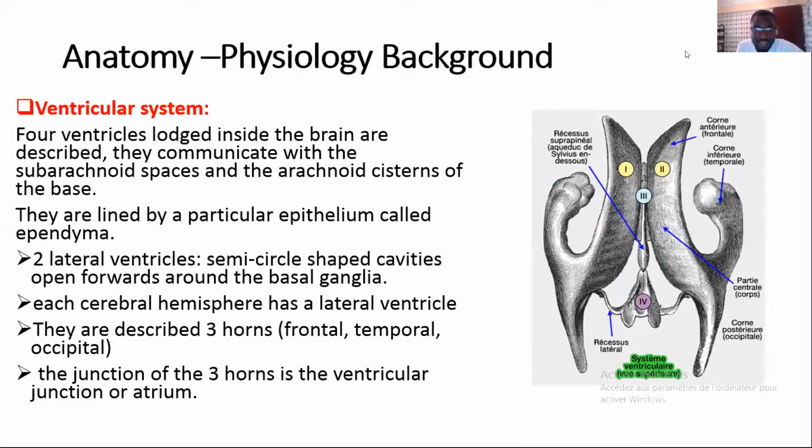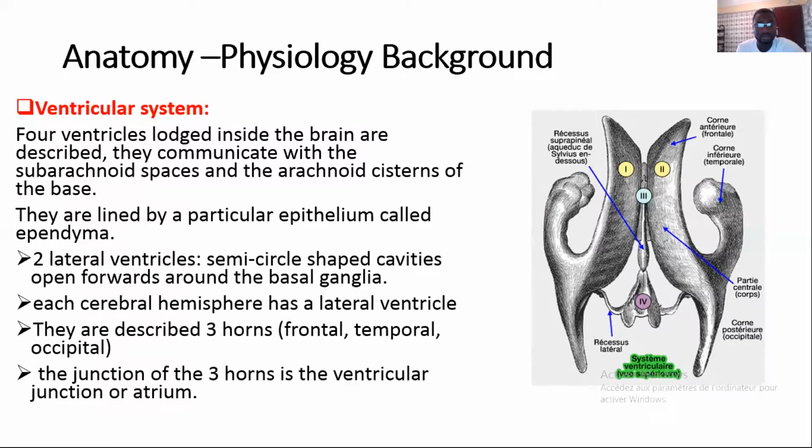About the ventricular system, we have four ventricles lodged inside the brain. They communicate with the subarachnoid space and the arachnoid system of the skull base. They are lined by a particular epithelium called ependyma. We have two lateral ventricles, semicircle-shaped cavities open forward around the basal ganglia. Each cerebral hemisphere has a lateral ventricle.